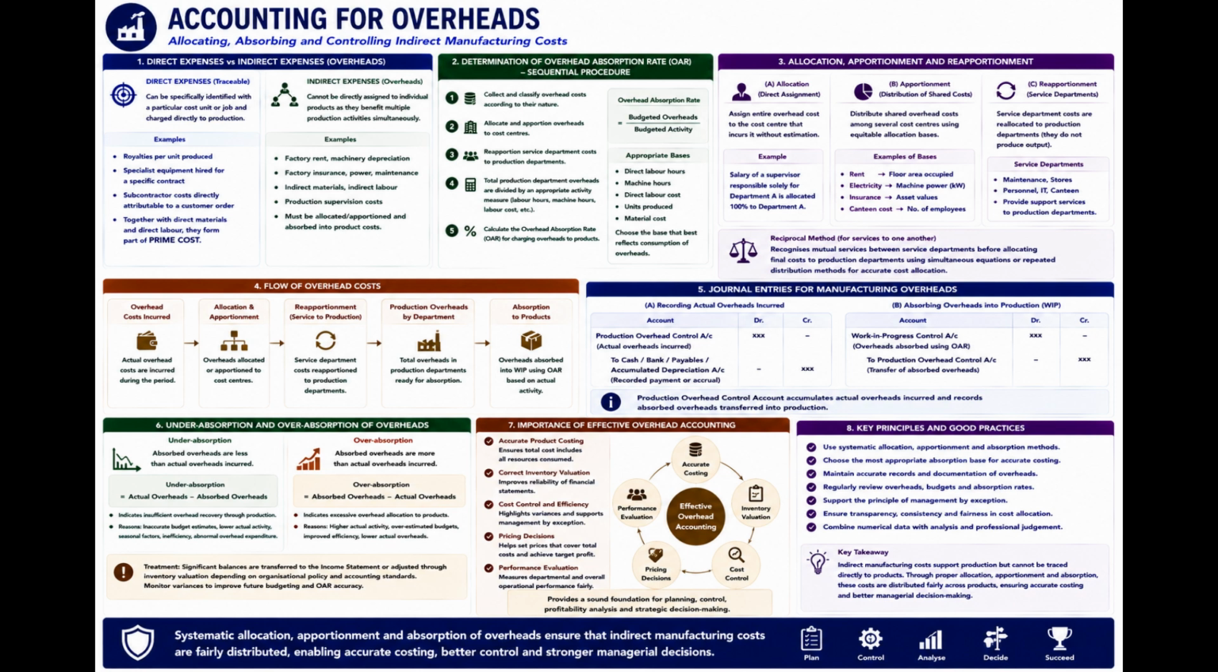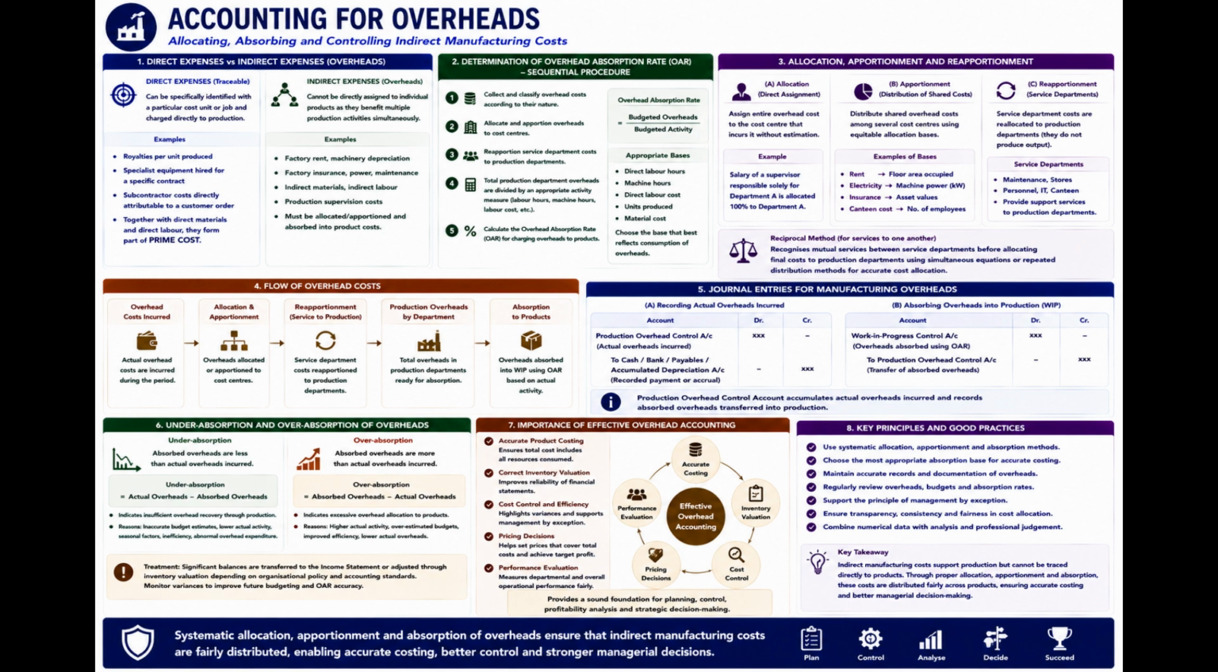Production overheads represent indirect manufacturing costs that cannot be directly traced to individual cost units, but are essential for supporting the production process. Unlike direct materials and direct labor, overhead costs benefit multiple products or departments simultaneously and therefore require systematic allocation and absorption procedures before product costs can be determined accurately.